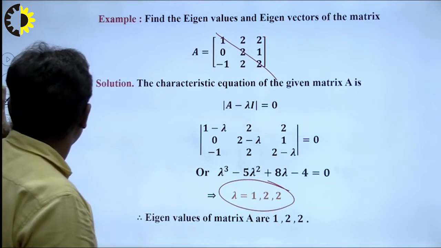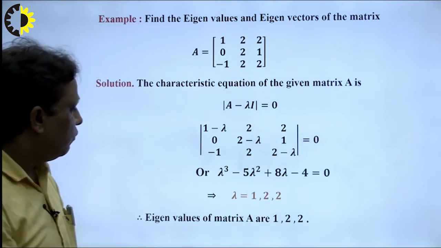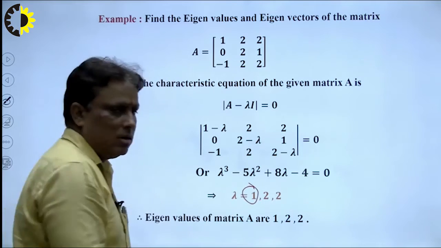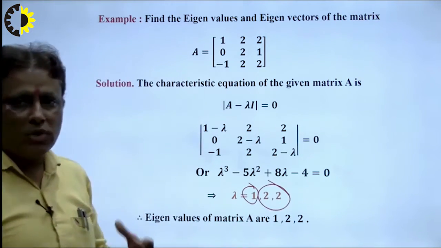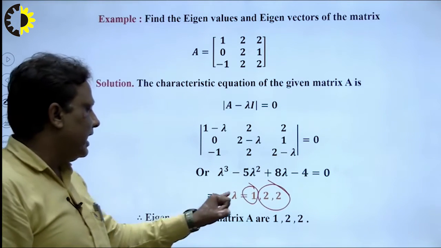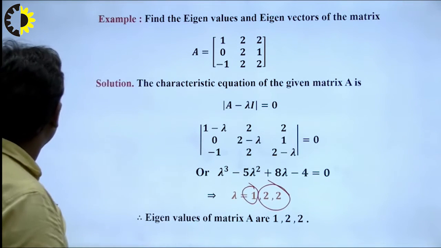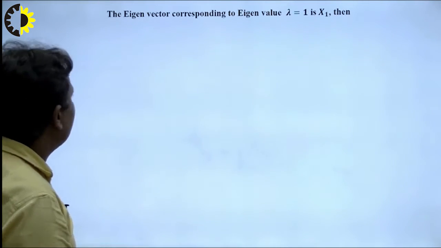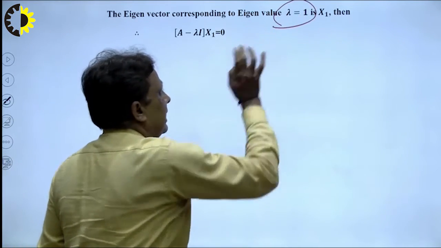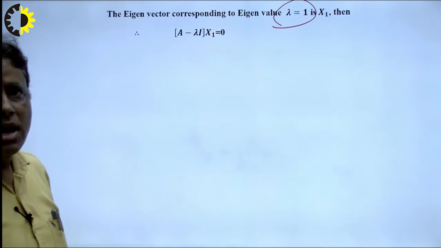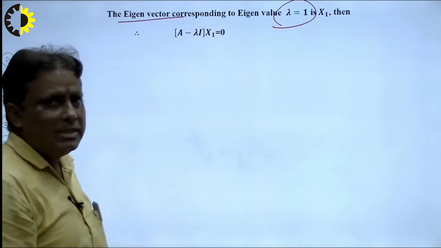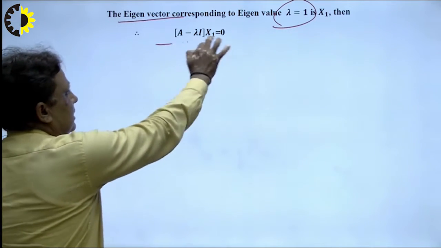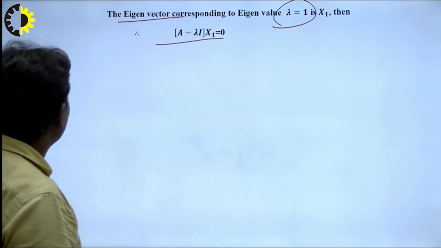Now the question is, one root is alone, and 2 roots are repeated. So first of all we get the eigenvector at lambda is equal to 1, and then we calculate the eigenvector at lambda is equal to 2 here. So first of all I take lambda is equal to 1 as the eigenvalue, and we calculate the eigenvector here. So what will be the result? A minus lambda I times x1 is equal to 0. So how to calculate it?